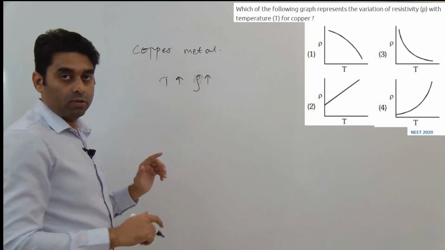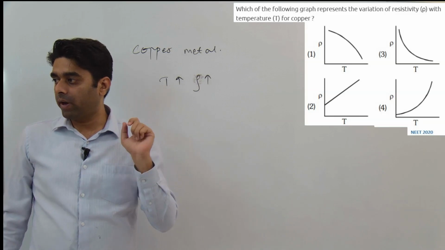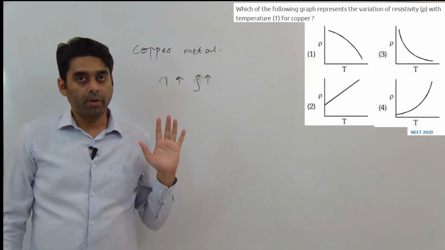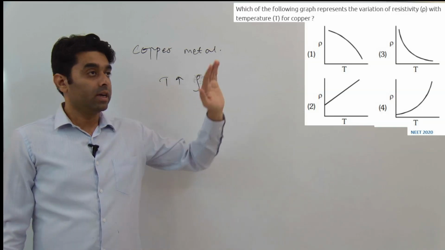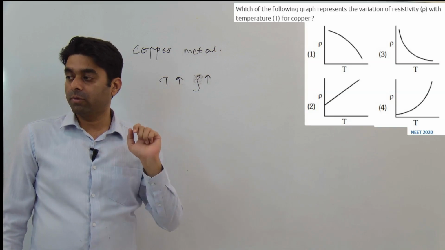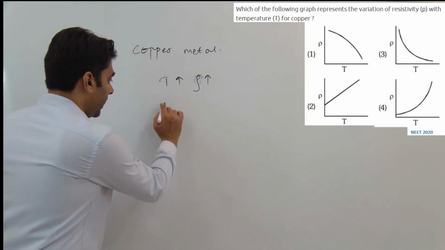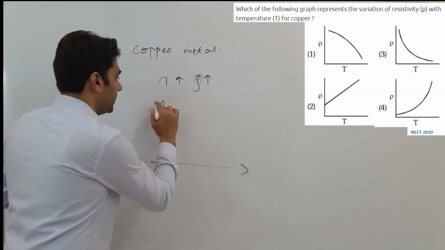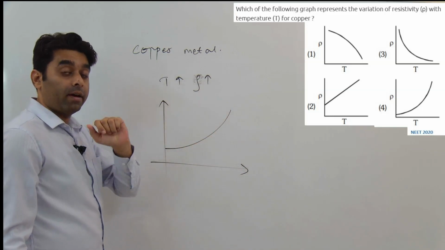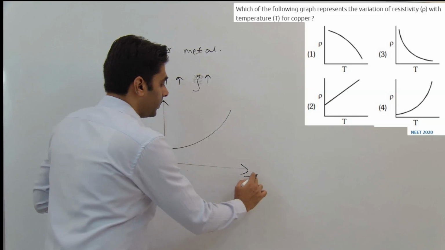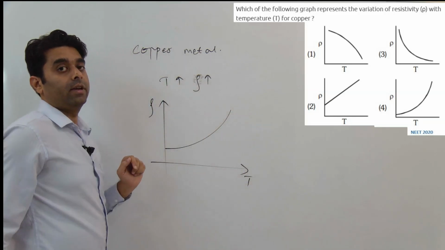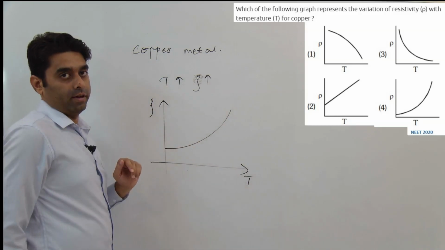Now from this, if you see, option number 1 and option number 3 are gone, because in these two options the resistivity is decreasing. We are left with option number 2 and option number 4. Now beta, we should also know that the graph is not a linear relation. It is a parabolic relation between resistivity and temperature, and it will increase like this.